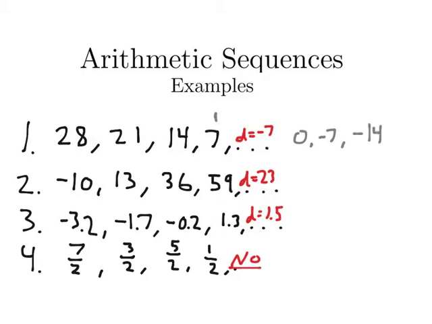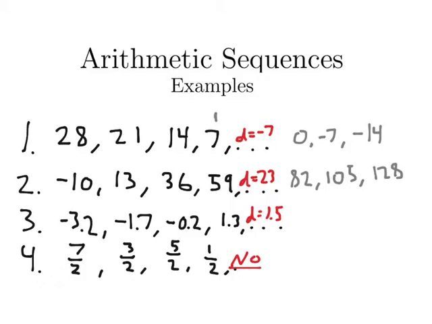Now for number 2, with the difference of 23, I take 59 and I add 23. So 59 plus 23 is 82. 82 plus 23 is 105. And 105 plus 23 is 128.